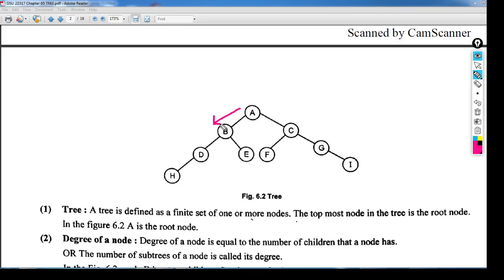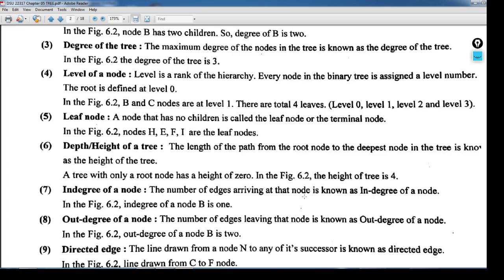We will always see from top to down. This arrow, if I draw like this, is outgoing, right? This is not arriving. Okay, right? So how many nodes are arriving to B? Only one node is arriving to B. And how many nodes are arriving to C? Only one node is arriving to C. So this is about the in degree of a node. Out degree, this is opposite of earlier. The number of edges leaving that node is known as out degree of a node.